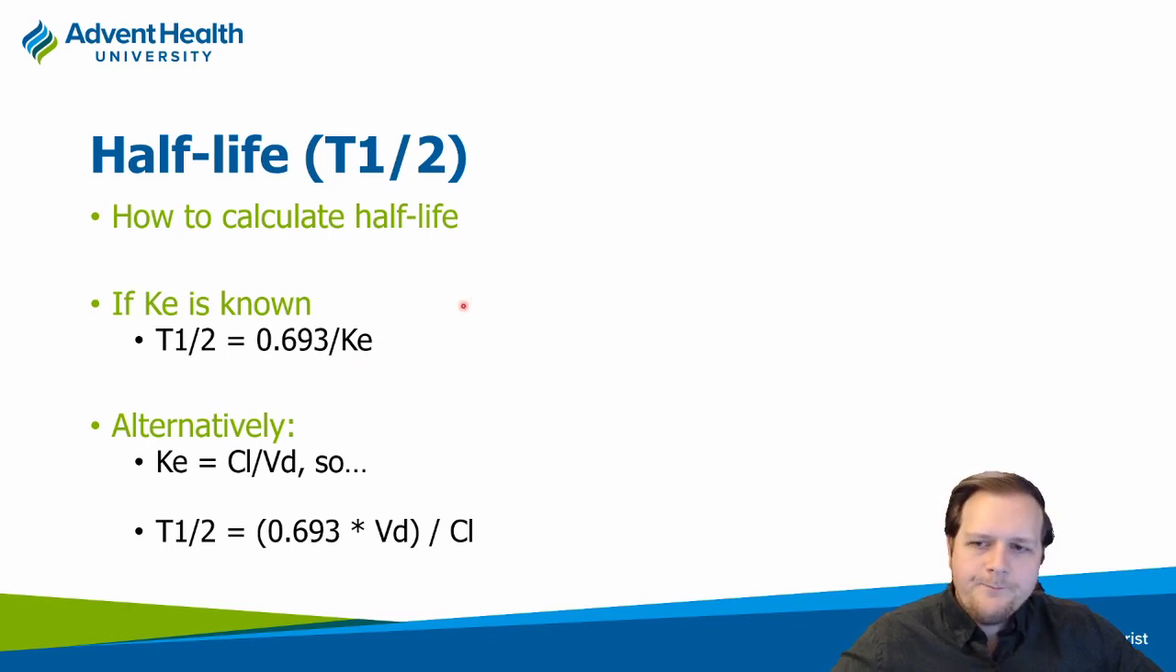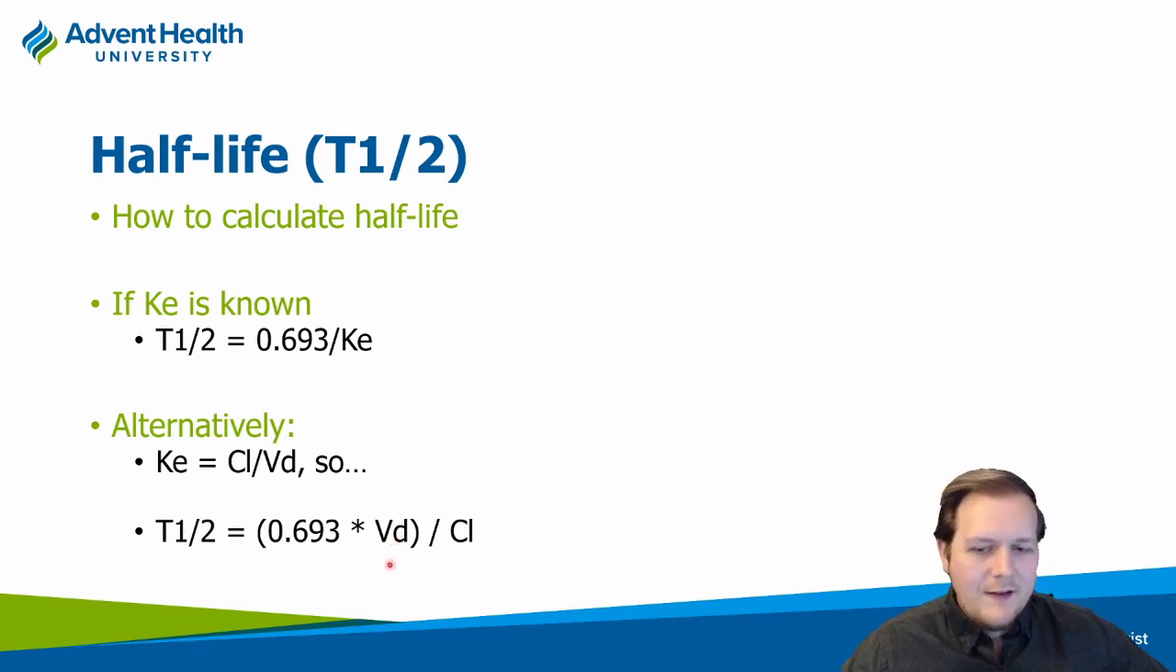But looking at this, what you can see is that if we know the KE, we can basically plug this in. This is just a known equation. If you do 0.693 divided by the KE, that gives you your half-life. But another way we could plug this in, because we know that KE equals clearance over VD, is to look at how VD and clearance are going to have an effect on the half-life, right? I more so want you to know what the variables are going to do here, because as patient variables change, you're going to see half-life change as well, right?